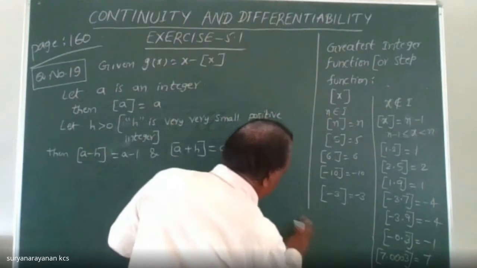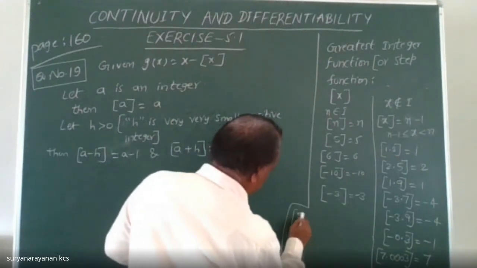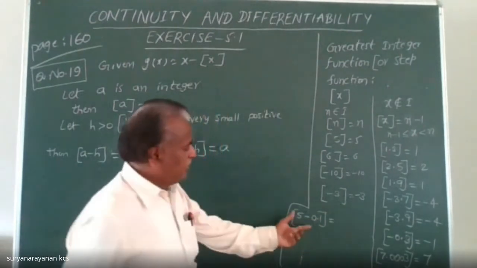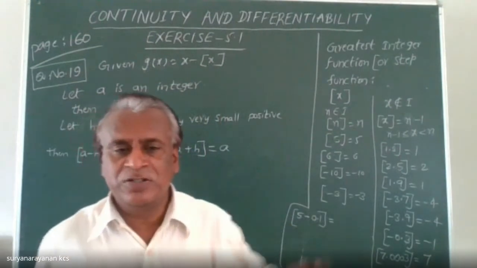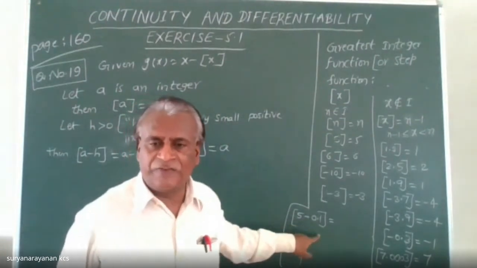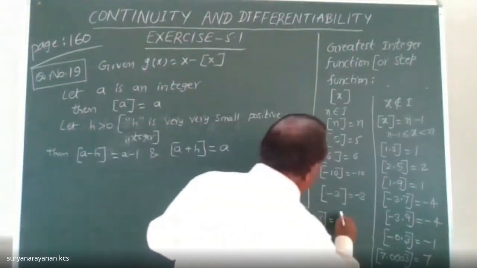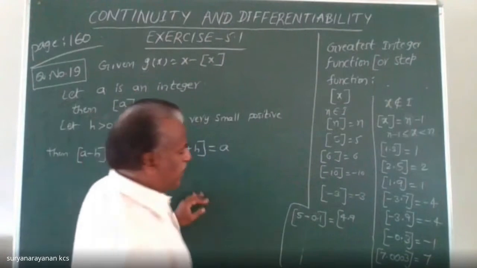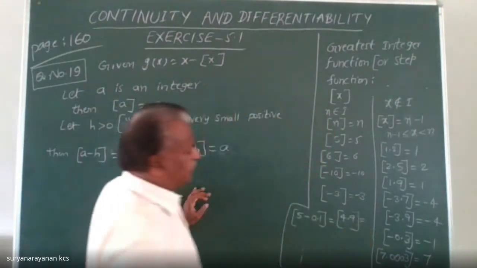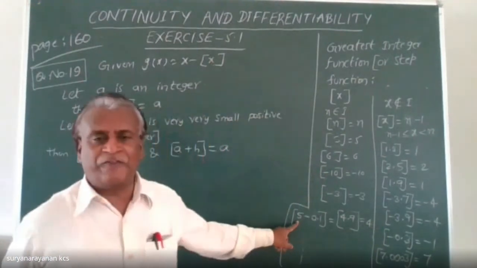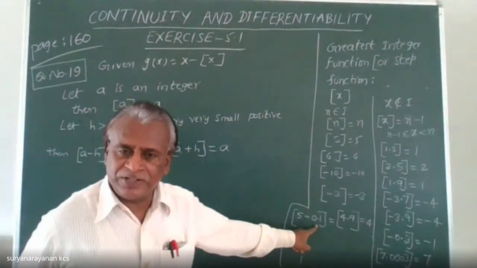Suppose if I take, for example, here I have taken h value 0.1, a minus h. Let us find the value of this function. 5 minus 0.1. What is the value? Yes or no? Step 4.9. What is the value of step 4.9? 4, sir. 4. Here a means 5, h means 0.5.